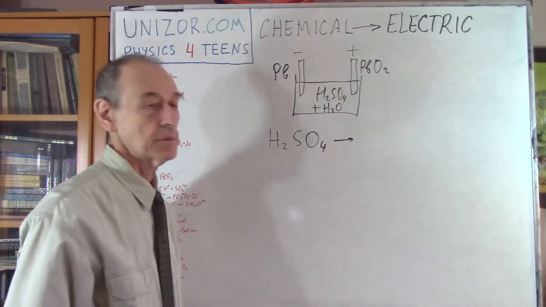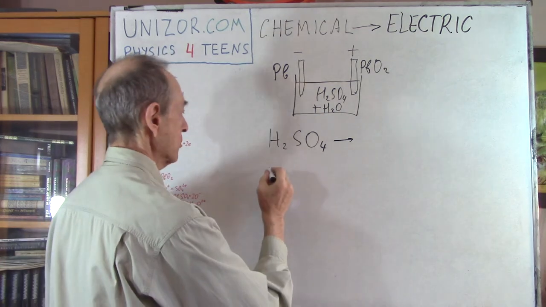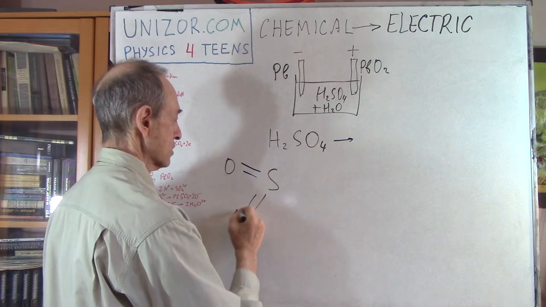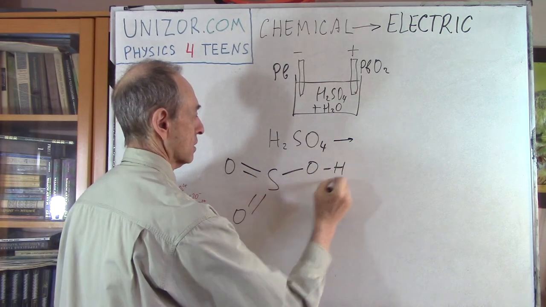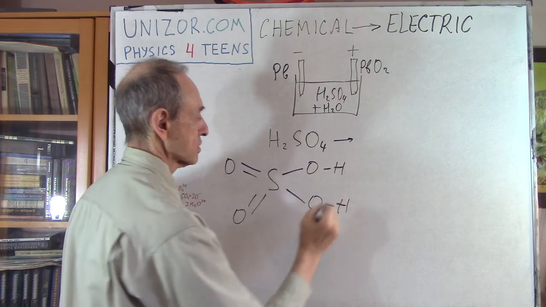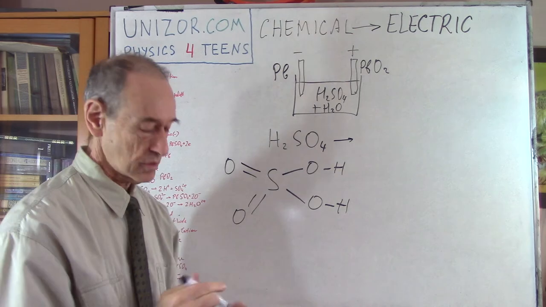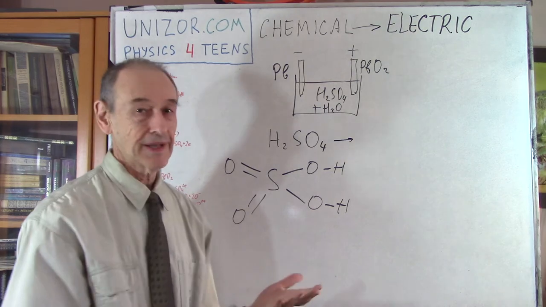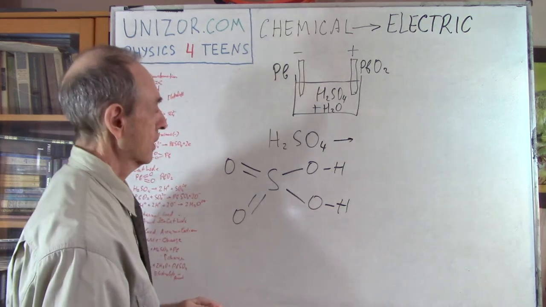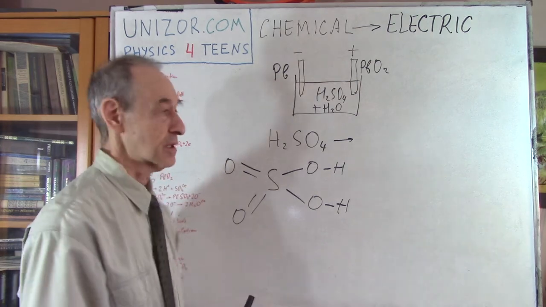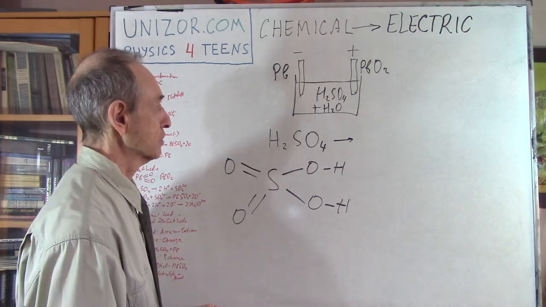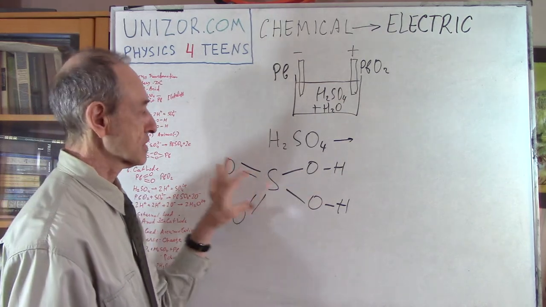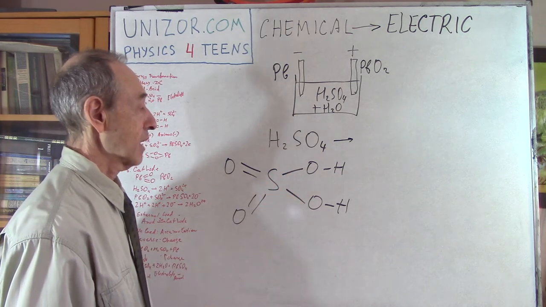Now, let's talk about the molecule of sulfuric acid. Basically, this is sulfur, this is oxygen, this is oxygen, this is oxygen and hydrogen, and this is oxygen and hydrogen. That's how it's structured. Now, these are valence links, it's called. It's all kind of physical chemistry, but in any case, it's all related to whatever we are talking about. So this is a structural formula, if you wish, or structural composition of the molecule.